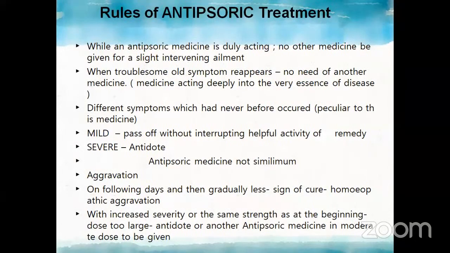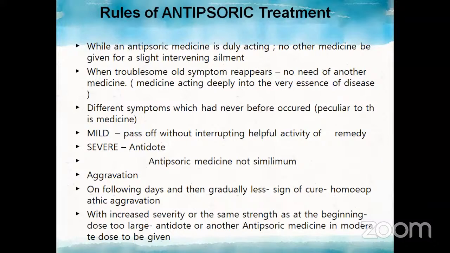And there are certain rules which Hahnemann tells about antisoric treatment. We have seen some instructions before. The rule is that whenever an antisoric medicine is acting, no other medicine should be given again. And when a troublesome old symptom reappears, there is no need of any other medicine. What does that mean? That the medicine is acting deep into the essence of the disease. And different symptoms which the patient has never had before may be peculiar to the remedy.